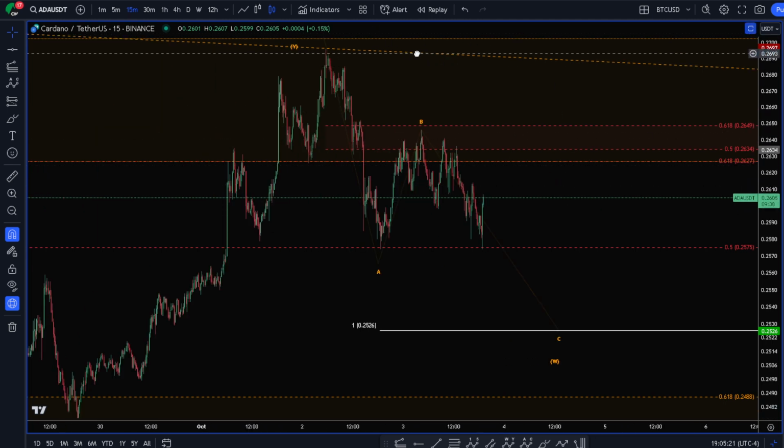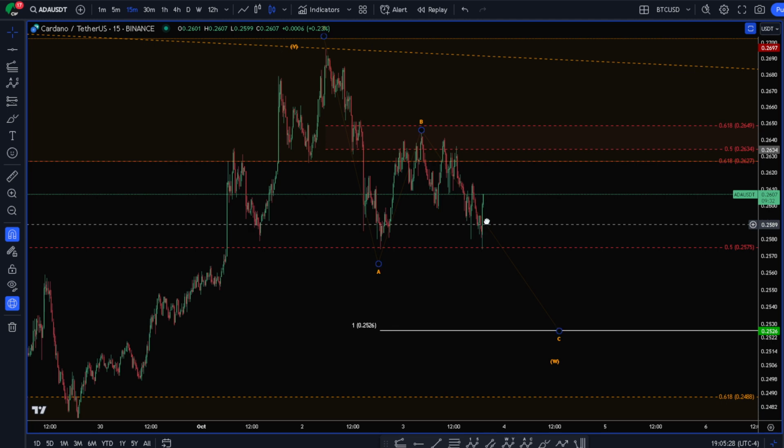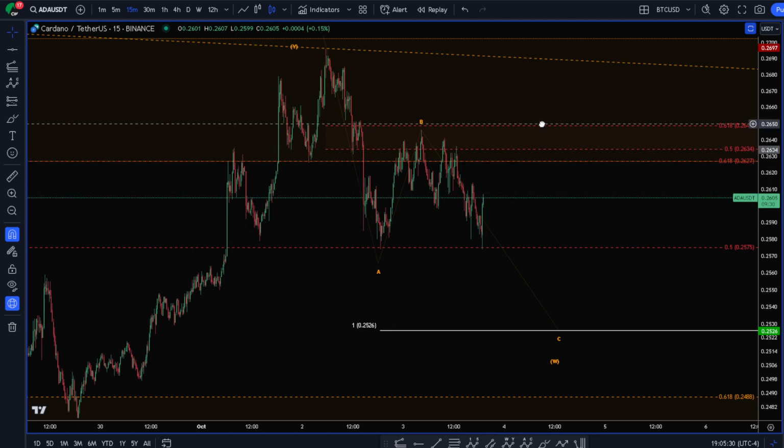But my stop doesn't change, it's still up here. I'm not looking to exit and re-enter or anything like that, just letting it run, but also knowing that this can play out, no problem. I would expect us to pivot back down to the downside afterwards.